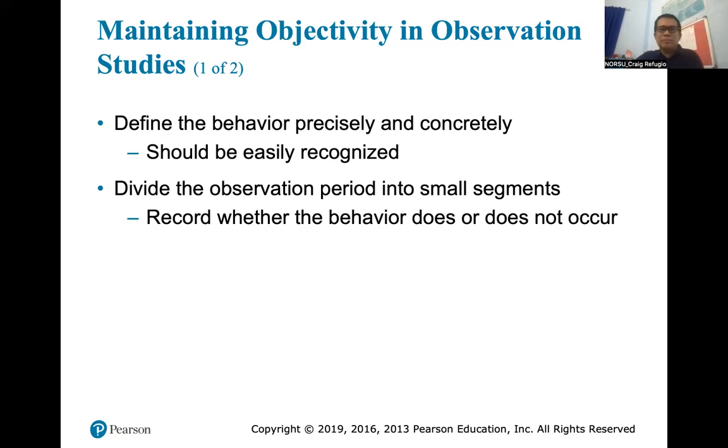Next is divide the observation period into small segments. There might be a case that the population is so big and you could not afford to collect data from that big population. So for example, if you are going to look at all students of Negros Oriental State University, NORSU is a big one. So you have to divide that into segments. So we can divide NORSU according to campuses. So Bais 1 campus, the Siaton campus, Main Campus 1, Main Campus 2, and then we have the Pamplona campus, the Bayawan campus, and the Guihulngan campus. So we divide that according to campuses.